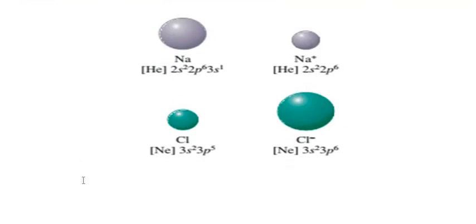If you remove an electron from an atom, the atomic radius becomes smaller. This is a neutral atom. This is a sodium ion, which is an atom from which an electron is removed. The atomic radius decreases because the attraction between the nucleus and the rest of the electrons increases, so the radius decreases.